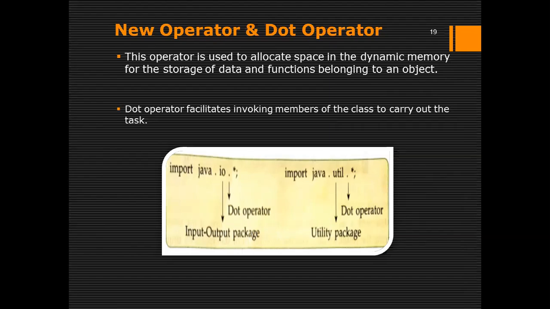For example, when I write import java.io.star, here io is the input output package and the dot operator here is used for invoking the various members present in that input output package. Similarly, java.util.star. Here again util is a package and when we are writing dot and then star sign, we are invoking the members of the util package by using the dot operator.